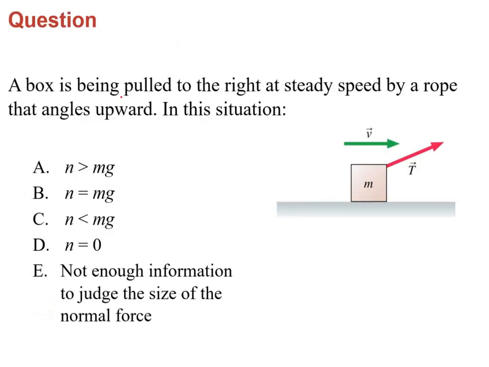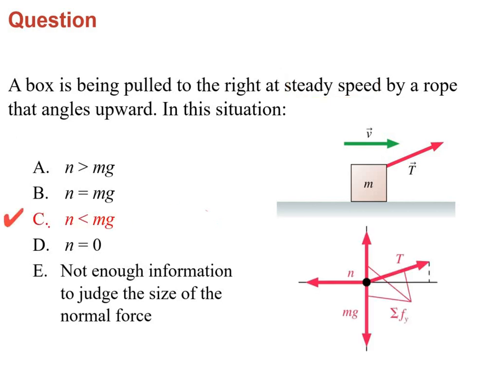Let's answer another question. In this question, a box is being pulled to the right at steady speed by a rope that angles upward, and this situation is shown here. What is going to be true about the normal force? Pause the video, think about it. You may want to draw the free body diagram, which will help you get the answer. Okay, so the answer is C.